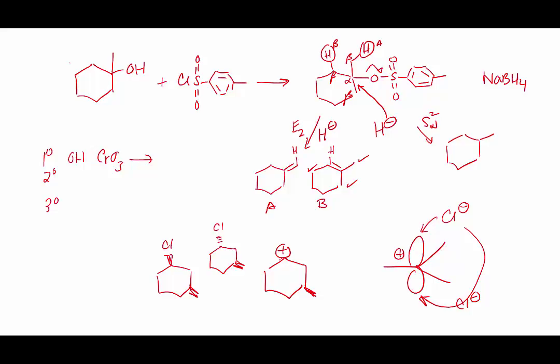So on paper, you would react the HCl with the alcohol and replace the OH with the chloride. If I want to do it in the lab, will it happen immediately? Will I need some heat? That's where we get into those details. But the mechanism for tertiary, secondary is SN1, for primary, SN2.